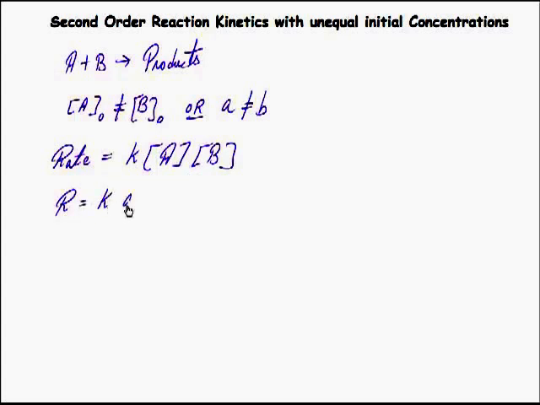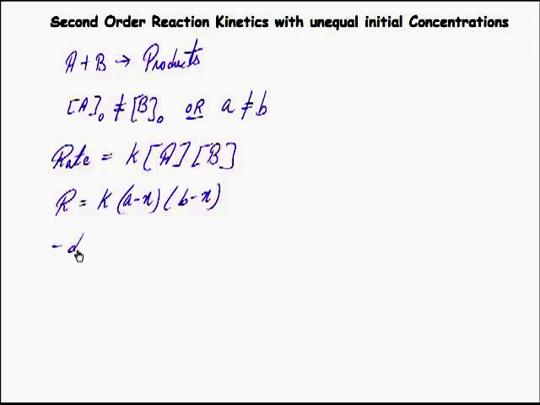or we can write this as K times A minus X into B minus X, where A is the initial concentration of A, B is the initial concentration of reactant B, and X is the consumed concentration at any given instant of time. So A minus X represents instantaneous concentration of A at any given point of time, and B minus X represents the instantaneous concentration.